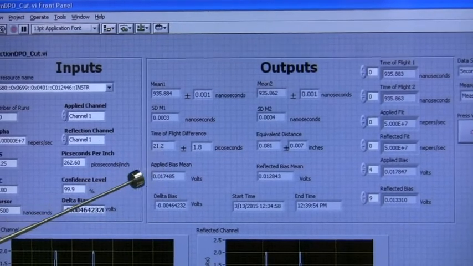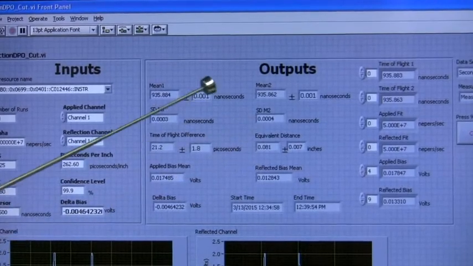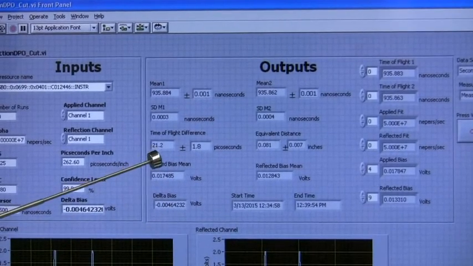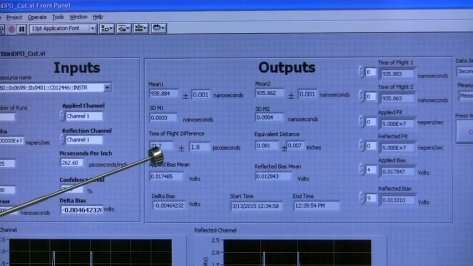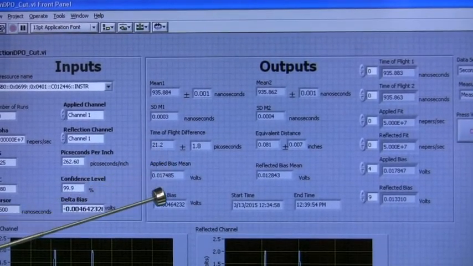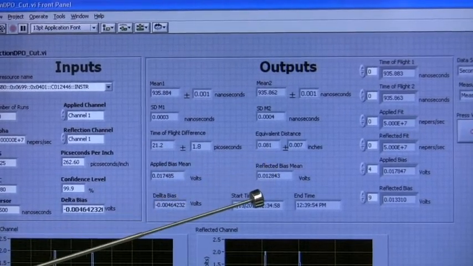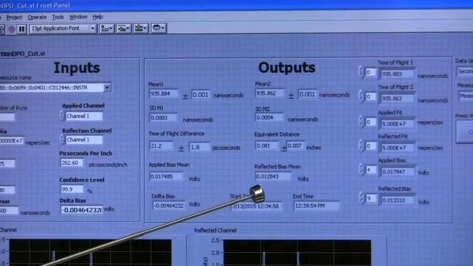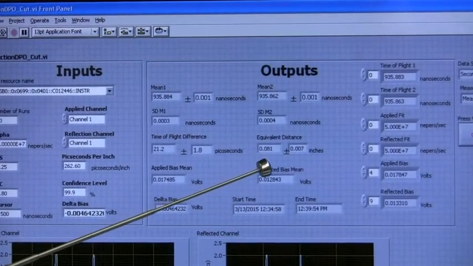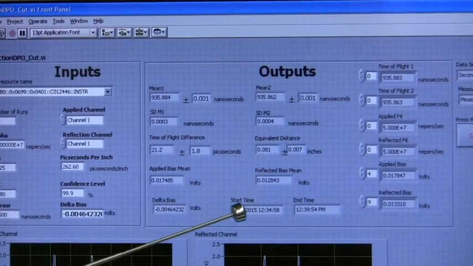The equivalent distance is coming from this measurement right here, the 21.2 picoseconds. We divide that by 2 because it's going both ways, and then we divide that by our 130 picoseconds per inch, and we come up with an estimate from the TDR that the equivalent length of that cut is 0.081 inches.